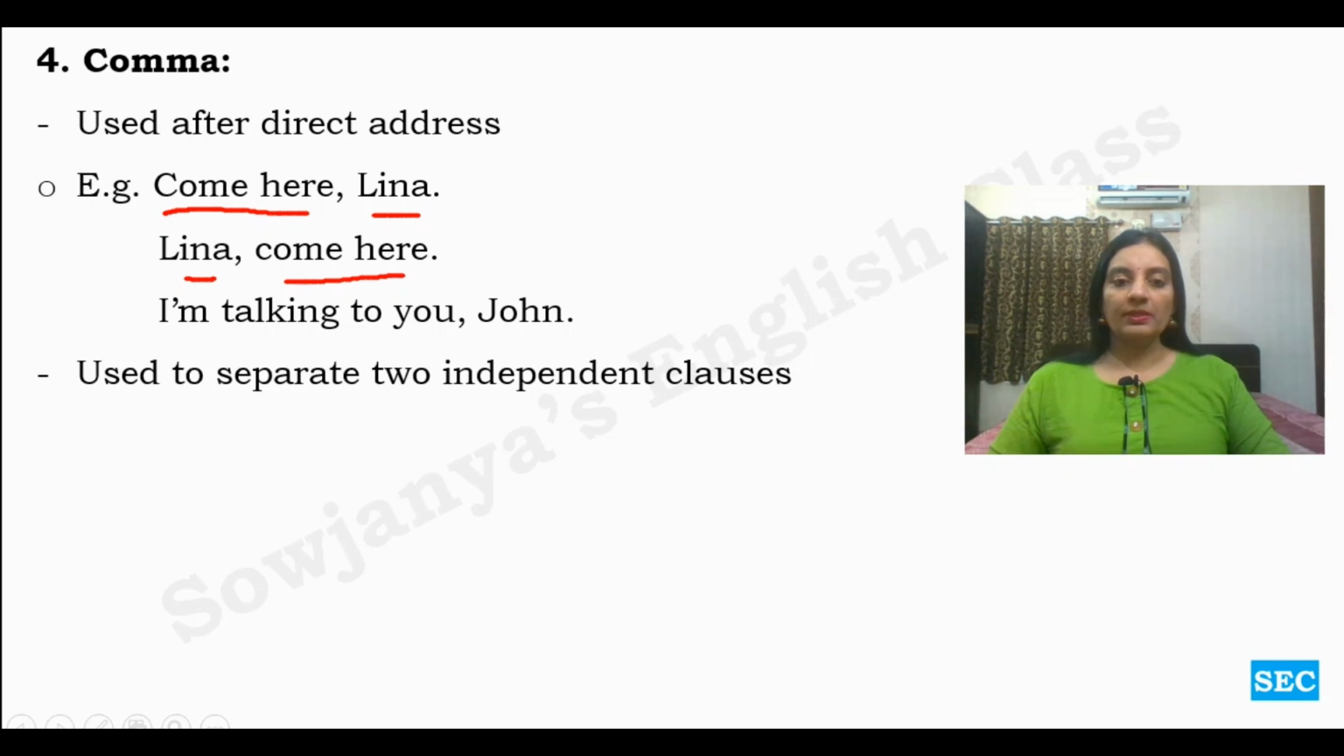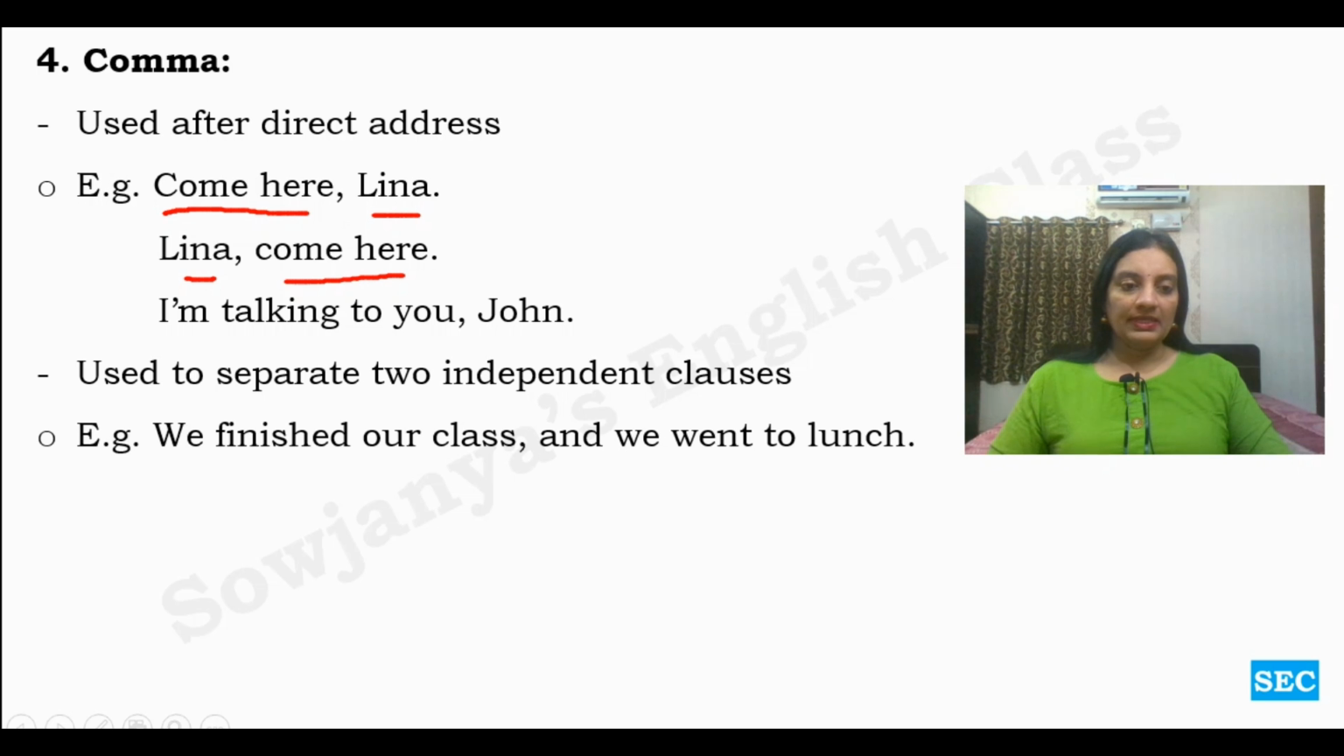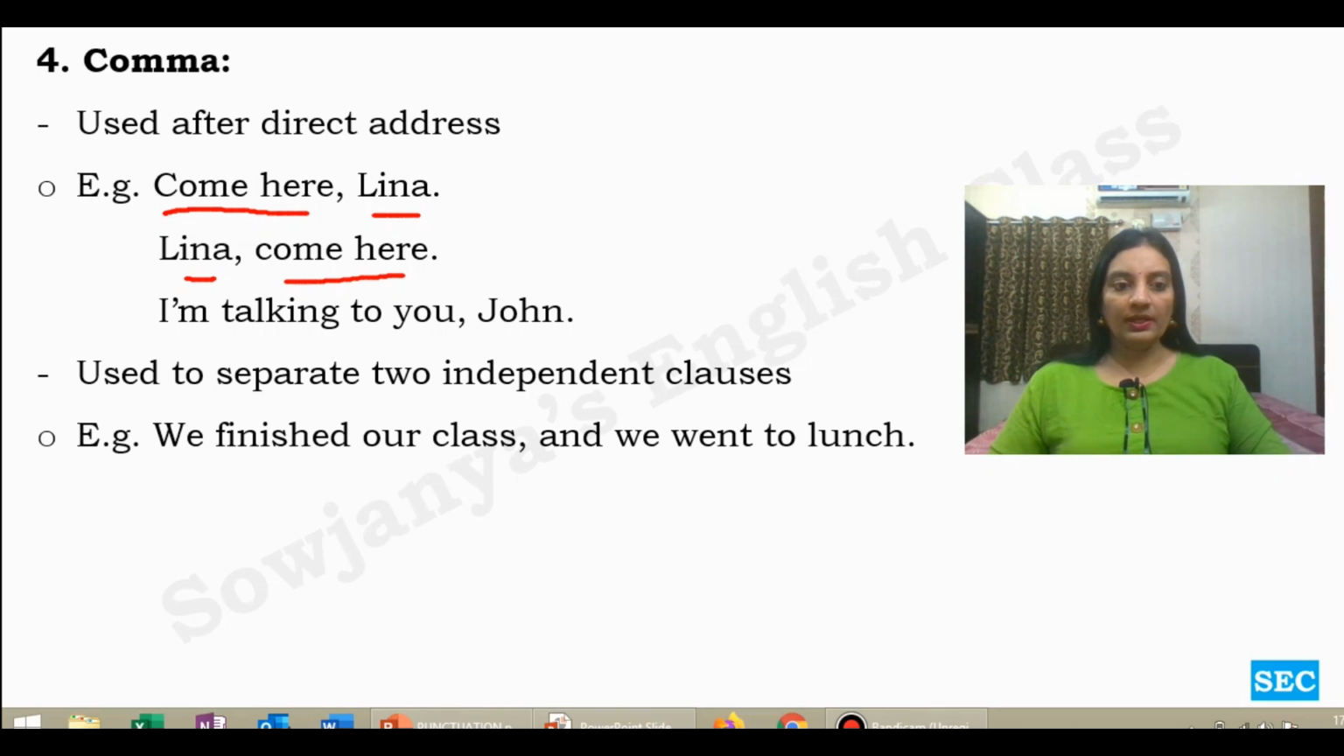Then it is used to separate 2 independent clauses. Where do you find 2 independent clauses? In a compound sentence. Okay, let us see how it separates those clauses. Look at the example. We finished our class, and we went to lunch. So here these 2 are independent clauses. We finished our class, we went to lunch. They are coordinated by a coordinating conjunction and before this conjunction we place the comma. This is how we form a compound sentence.